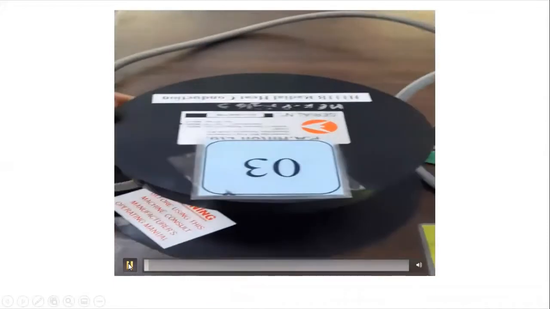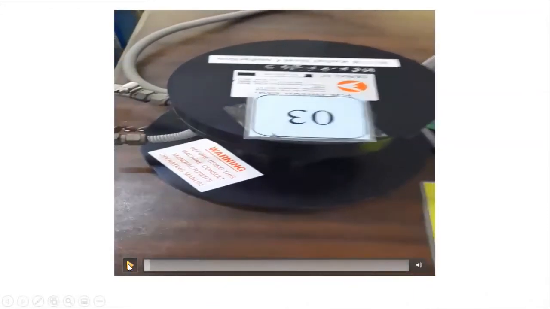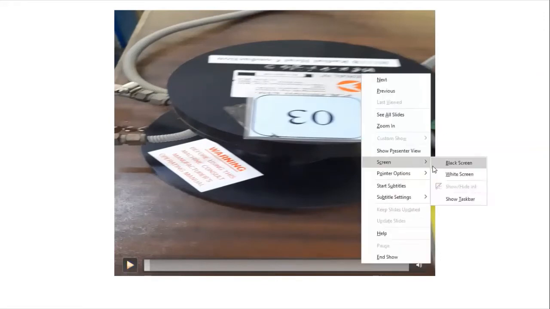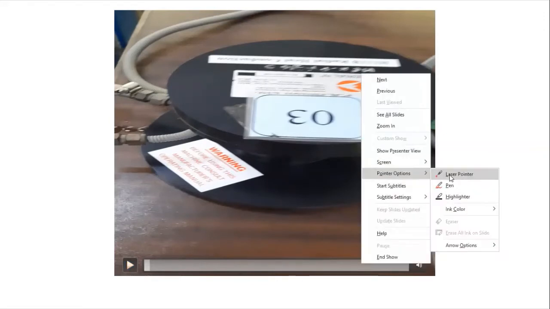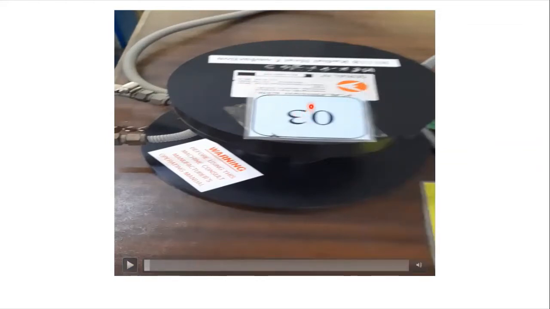Okay, now we are working on the apparatus. This is called the radial heat transfer unit. You can see there is a disk on the top of this apparatus. I am pointing at it with my laser pointer.